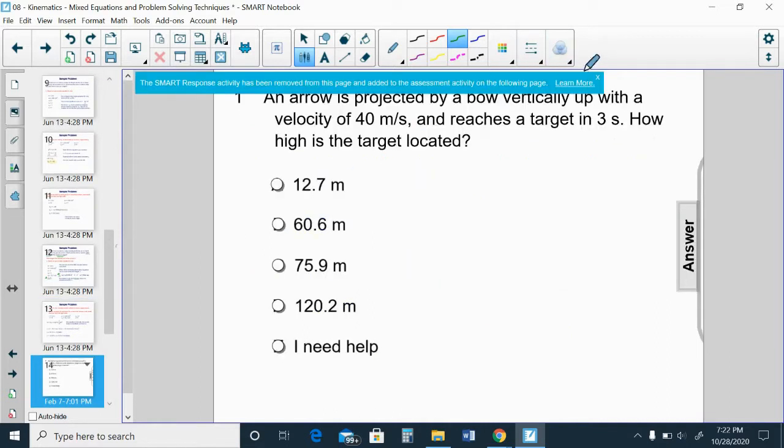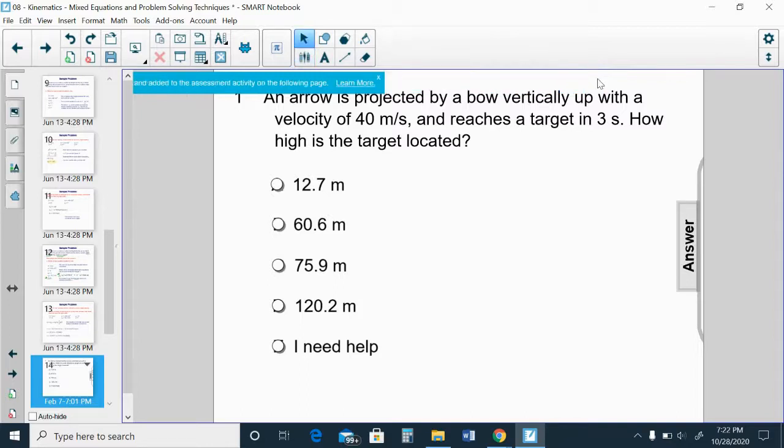Okay, let's try some practice problems. So an arrow is projected by a bow vertically up with a velocity of 40 meters per second and reaches a target in 3 seconds. How high is the target located?